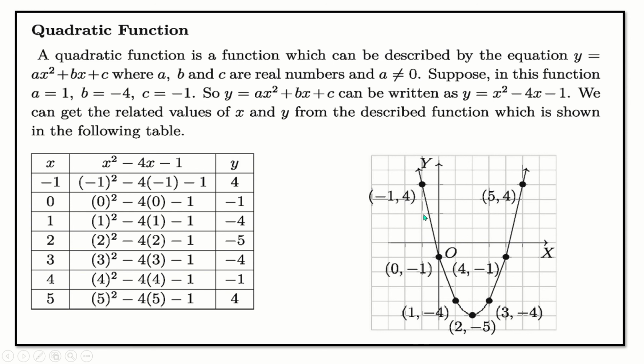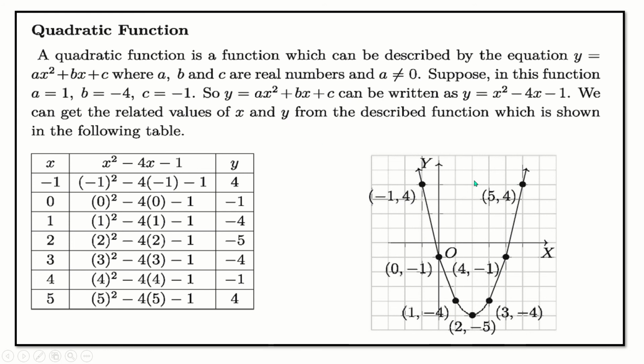And the graph will be like this. This is a parabolic form. By plotting the points and joining the points, we will get this graph. This is a parabola or parabolic form.